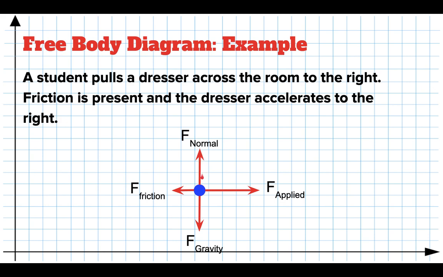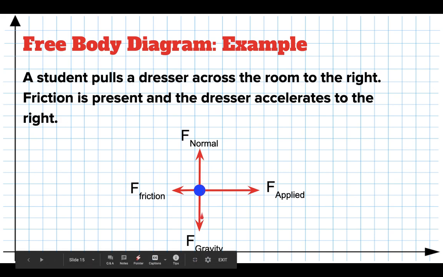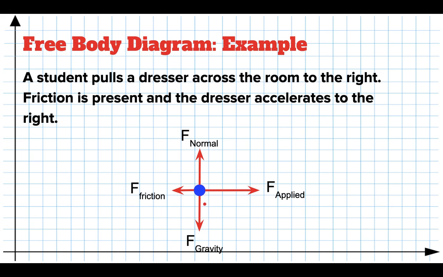Since the normal force and gravity force are the same size, they are balanced forces. They cancel each other. The dresser doesn't move up or move down. But the forces horizontally are unbalanced. The force to the right is bigger than the force to the left, so it accelerates to the right.